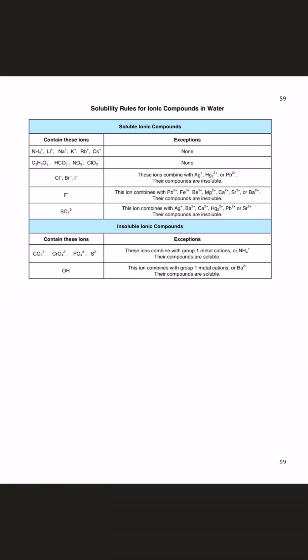This table is categorized into two categories. One is soluble ionic compounds and the other is insoluble ionic compounds. Ionic compounds that contain these ions are generally soluble, however, there are exceptions. And the ionic compounds that contain these ions are generally insoluble, but there are exceptions. For the hydroxide ion exceptions, I would like you to add calcium ions, strontium ions, as well as ammonium ions to be part of the exceptions for the hydroxide ion.